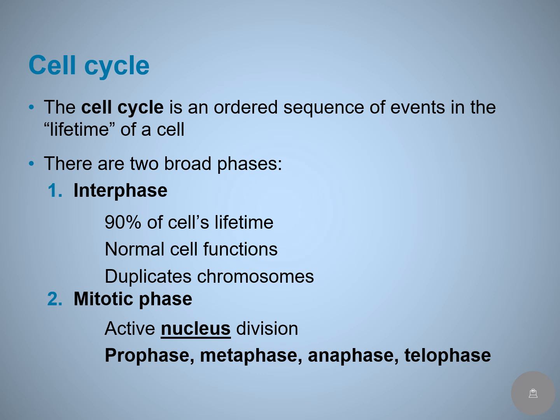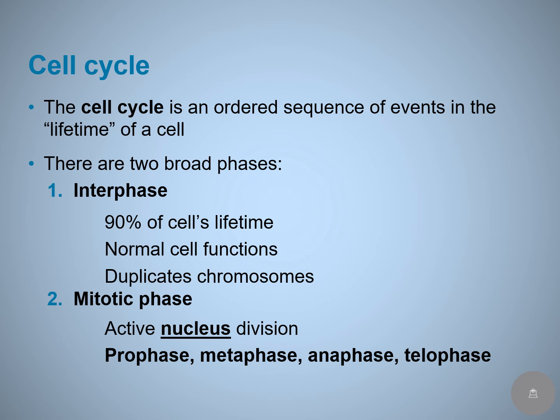So now we can talk about the cell cycle. The cell cycle is an ordered sequence of cell phases that's going to encompass the lifetime of a cell. In general, there are two broad phases. There's interphase and the mitotic phase.